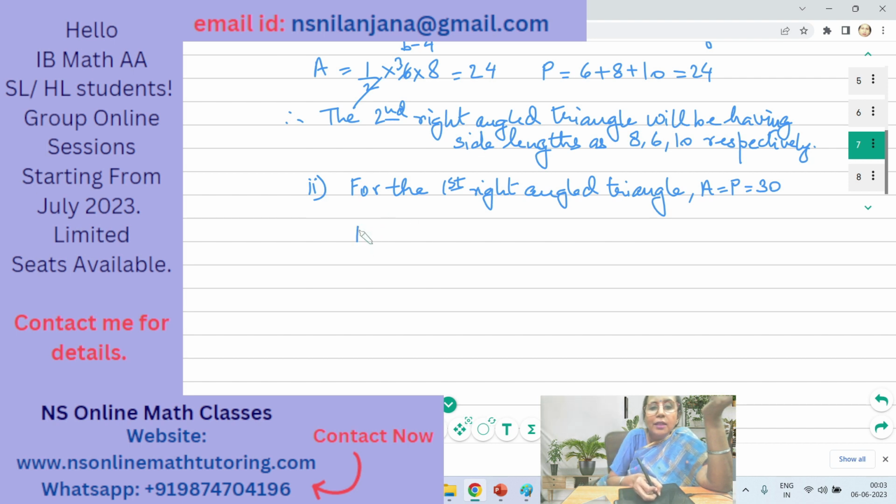And for the second right angle triangle, A is equal to P is equal to 24.